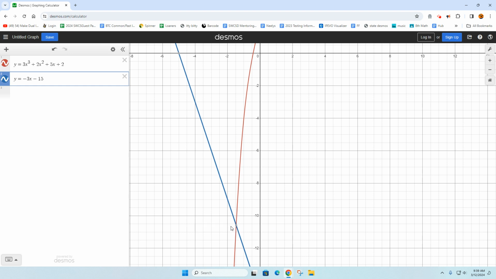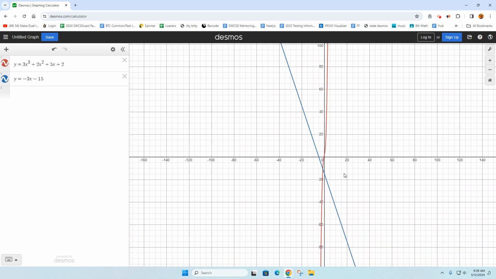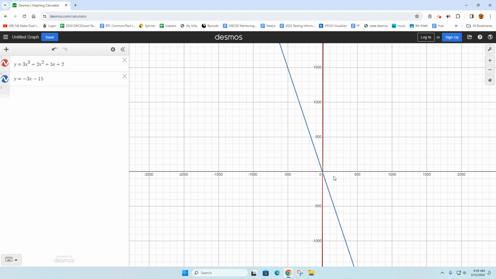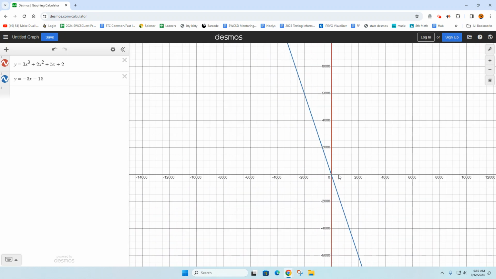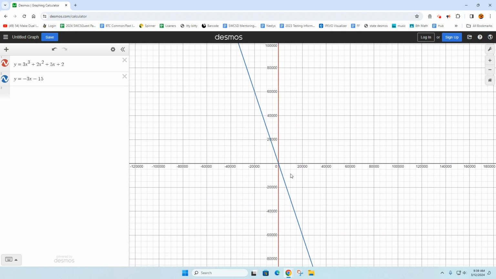We said there might be 2 more. So if I zoom out on this thing, I saw big boy. What makes you think that there might be another one? Nothing.